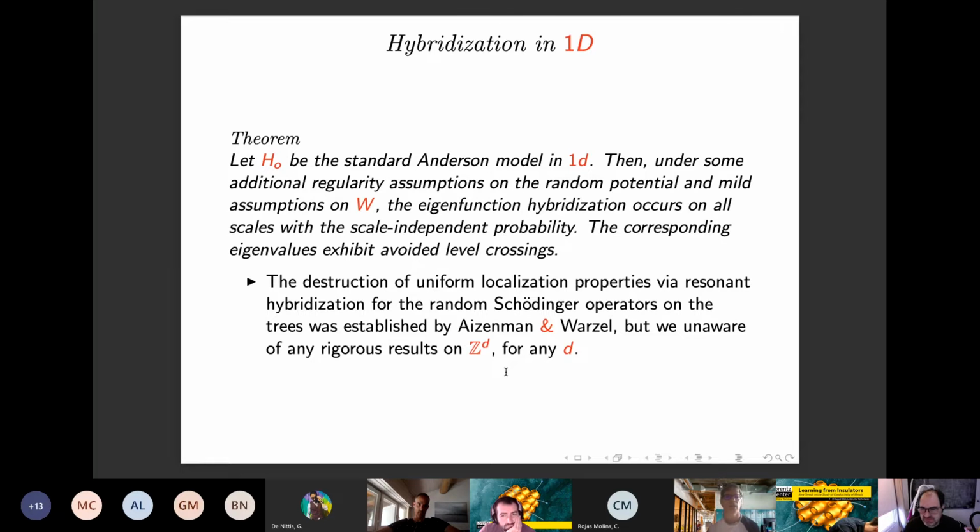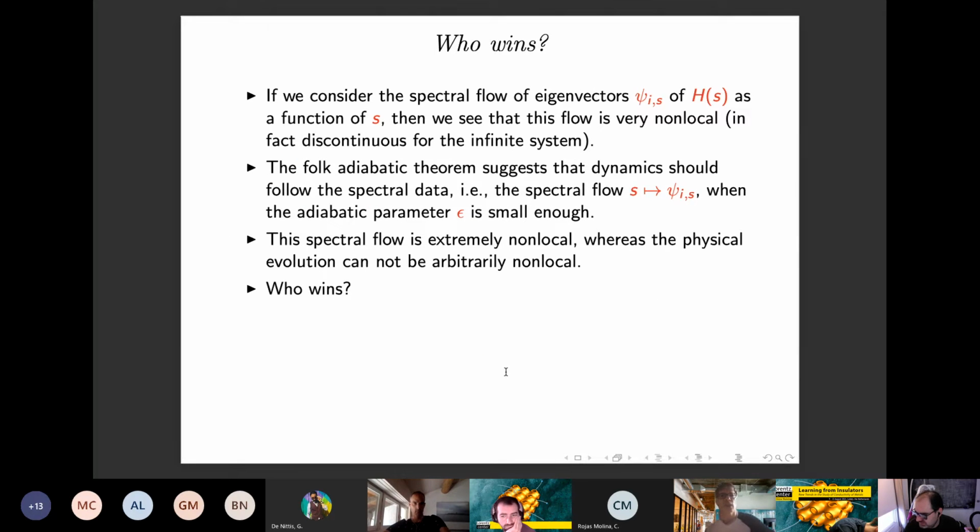So in particular, it leads to the following interesting question, and that's going to be my last slide. So the spectral flow of eigenfunctions for this time-dependent problem is very non-local because of this hybridization phenomenon, even for a finite system, and in fact it's discontinuous for an infinite system. So the adiabatic theorem suggests that dynamics should follow spectral data, right? But on the other hand, it's extremely non-local, and physical intuition tells you that if you started with a localized system, maybe it should remain localized. And the question is who wins, right?